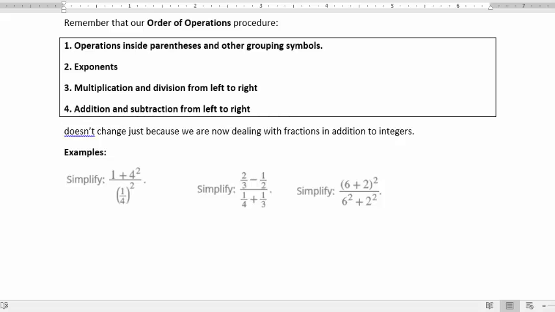And then we would move on to exponents after that. That's the second level. Then we would move on to multiplication and division, the third level, which gets done from left to right. Remember, that was important, right? You don't just do it in any random order. It's got to be done from left to right. And then the final step was addition and subtraction. And again, that gets done from left to right. So that procedure doesn't change just because we're now dealing with fractions in addition to integers.